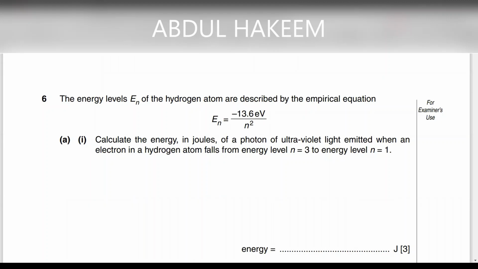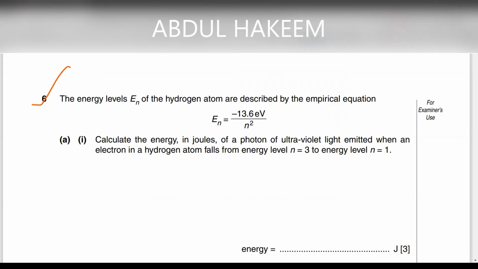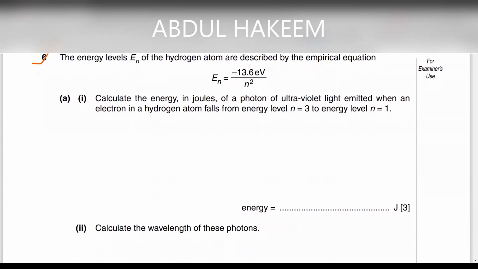Okay, a few questions about cosmology and astronomy. So look at this first question. The energy level En of the hydrogen atom is described by the empirical equation En is equal to minus 13.6 electron volt over n square. This n is the number of the orbit, the number of the energy level.